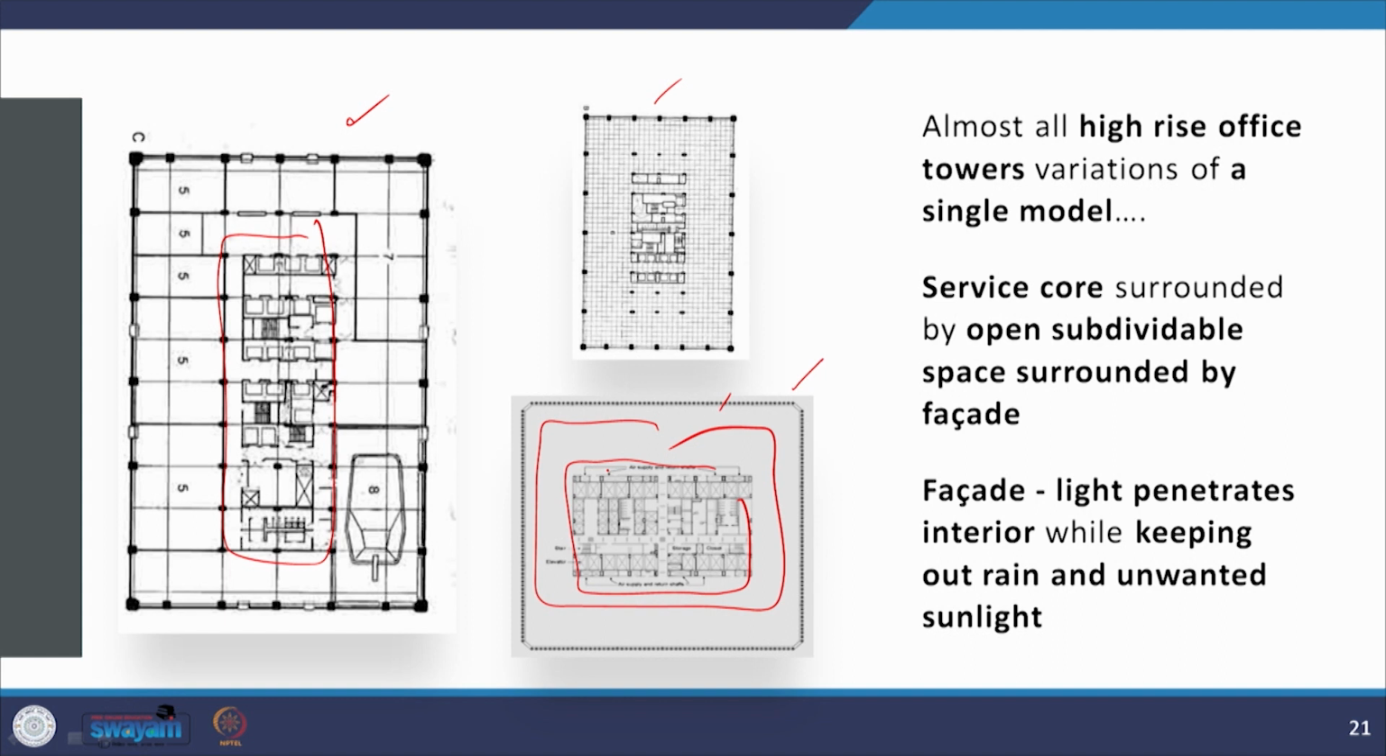So the service core is surrounded by these open subdividable spaces. All these spaces around it are subdividable into various office units, because it's on a grid design, a modular design. It has this facade all around it, which is in glass, and light penetrates into the interiors while keeping out the rain and unwanted sunlight.